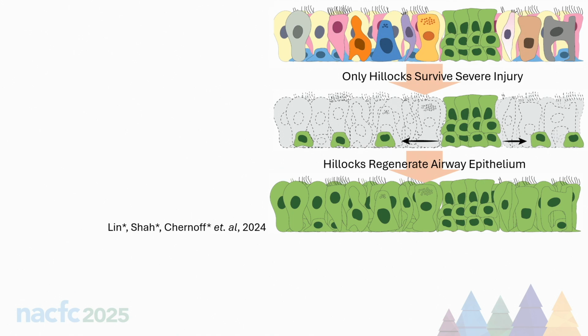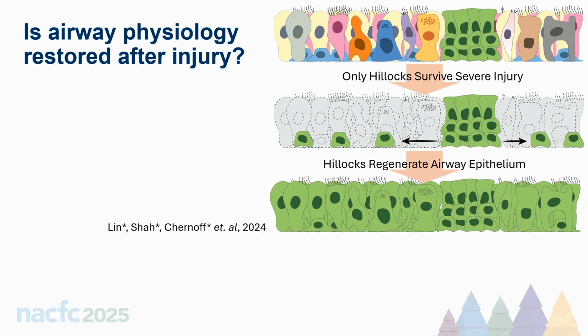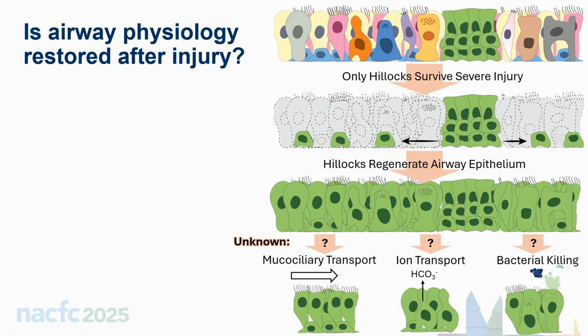But we're talking about physiology here. We're talking about what the cells actually do. And so the question I had was that, great, hillock makes all the different epithelial cell types, but do they work properly? After injury, is airway physiology restored? The airway does all these important things: mucociliary transport, ion transport, bacterial killing. Do these cell types work properly when they come from the hillock?